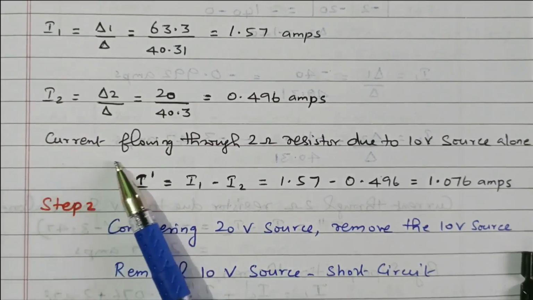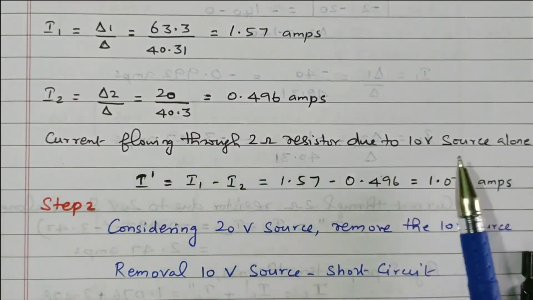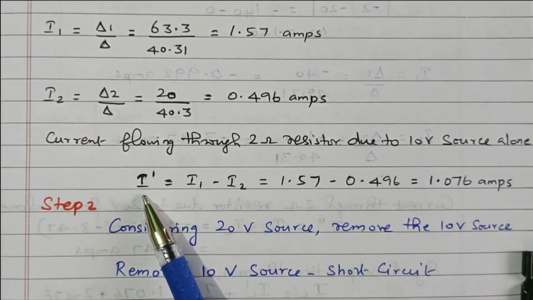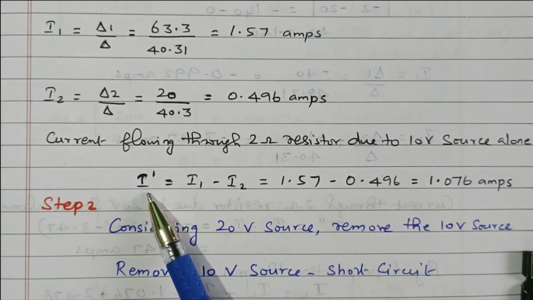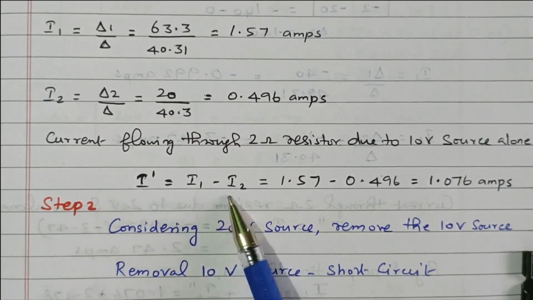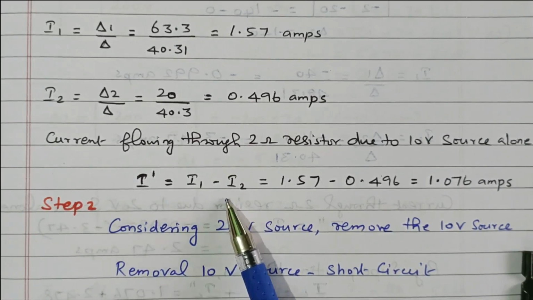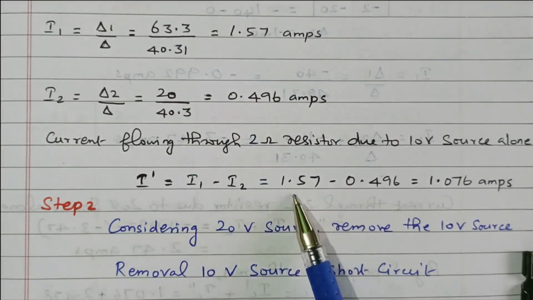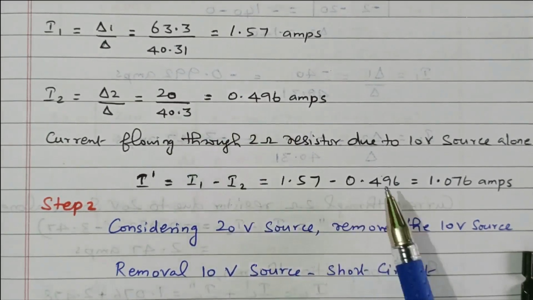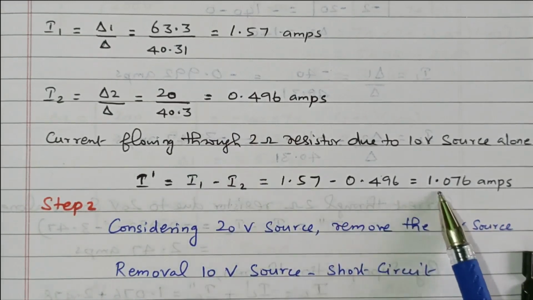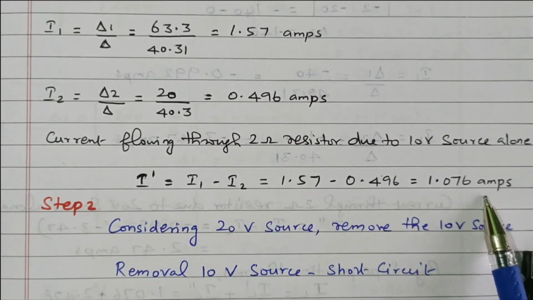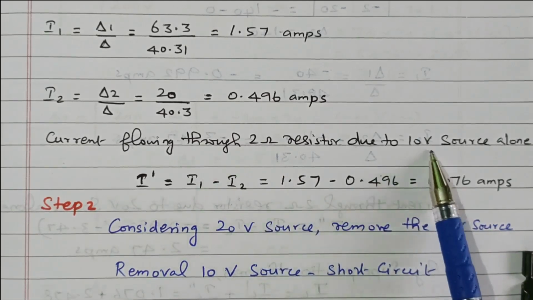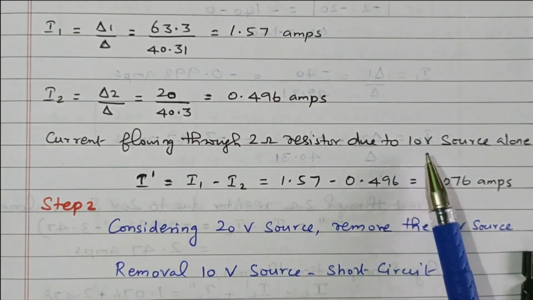We already discussed the current flowing through the 2 ohm resistor due to 10 voltage source alone, that is what we took as I dash, right? The 20 voltage source is I double dash. So that is the difference between these two currents, because both the currents are flowing in opposite direction. I1 minus I2. I1 value is 1.57. I2 value is 0.496. So the difference is 1.076 ampere. So this is the current flowing through the 2 ohm resistor due to only 10 voltage source. Only the 10 voltage source.